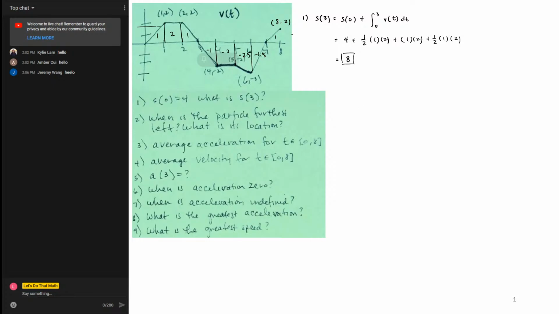Alright, I'm just labeling the areas for the different sections, because number 2 says, when is it furthest to the left? Here, the areas are all positive, so what does that mean? That means it's moving to the right. By the time it hits 3, it's going to be 4 plus these here, so 1 plus 2 plus 1 is 4. So it moves 4 to the right at 3. But at point 3, it starts to turn around, because velocity is negative, and negative velocity means it's moving to the left. It moves left all of this amount, and you can see this area is bigger than this upper area here. So it's going to be furthest to the left at time equals 7.